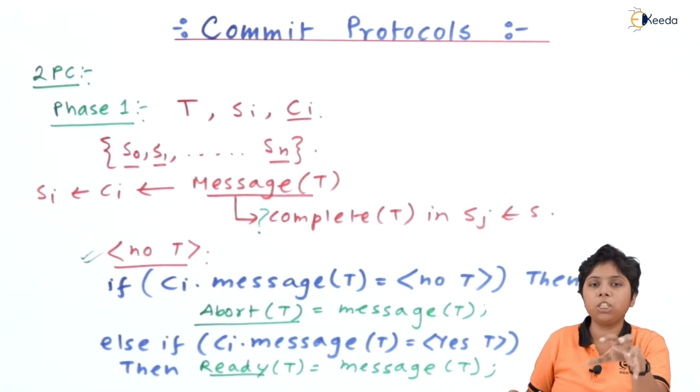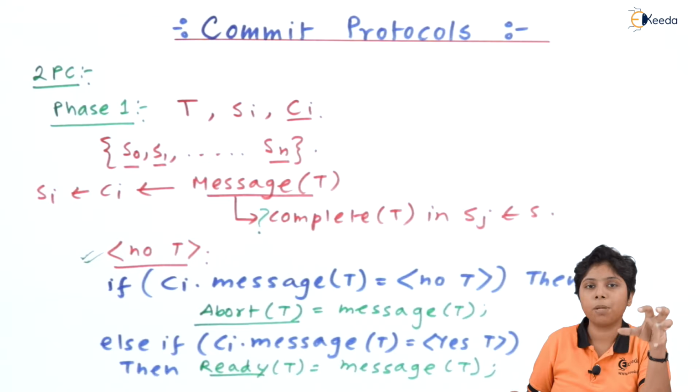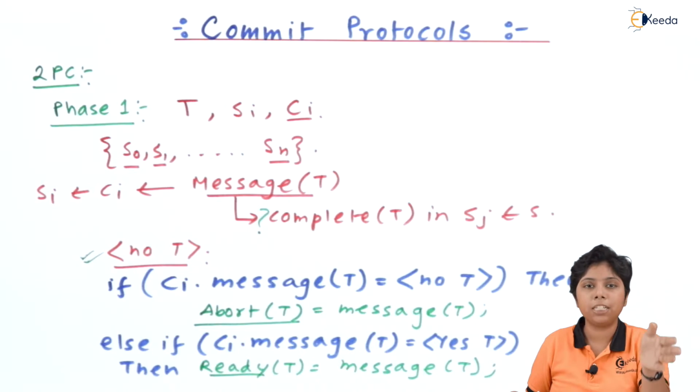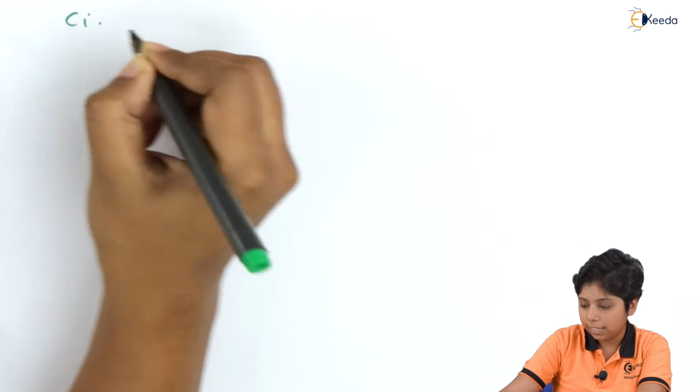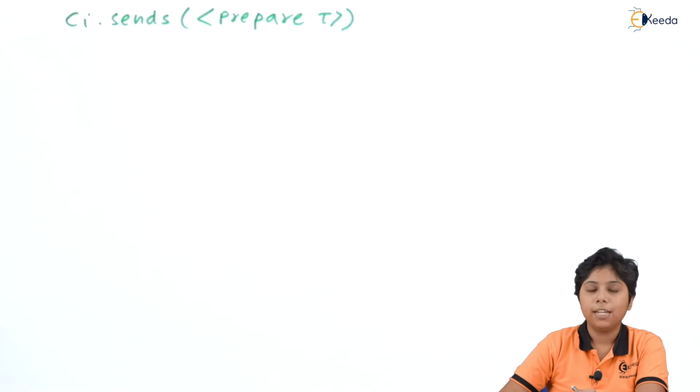Now the coordinator has confirmation from every Sj that belongs to S, that either they are ready to complete or they are not ready to complete their transactions. Now Ci generates a prepare T message to get an abort T or ready T as the response from every Sj. So now Ci sends the prepare T message. There are three options for this prepare T. One, it is yes, with ready T. Two, it is no, with abort T.